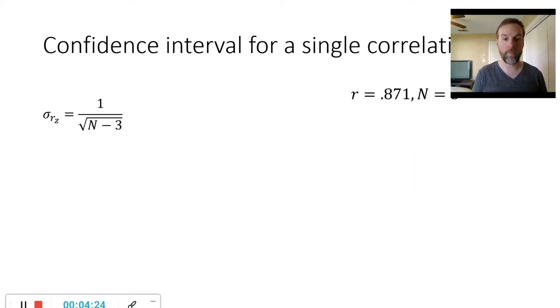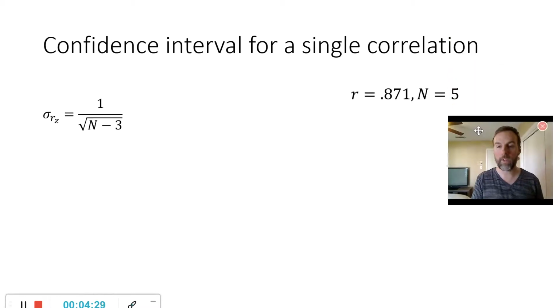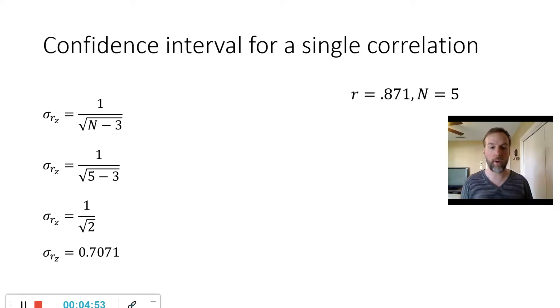So let's look at an example of that, and for this we're going to use the simple data that we just looked at, where there was only 5 participants. So the correlation coefficient here was 0.871. The first thing we'll do, the easier step of the two, is to calculate or estimate our standard error. So we are going to put our numbers into the formula here. All we need to put in is that 5 for the number of data points, or participants in this case. So our standard error, our estimate for it, is 0.7071. Easy enough.